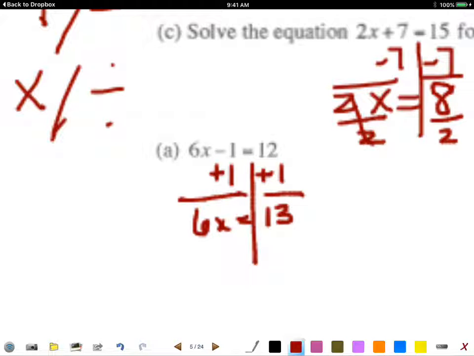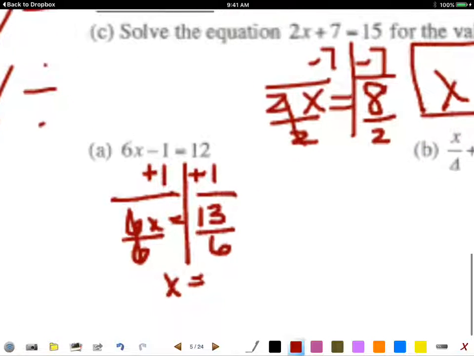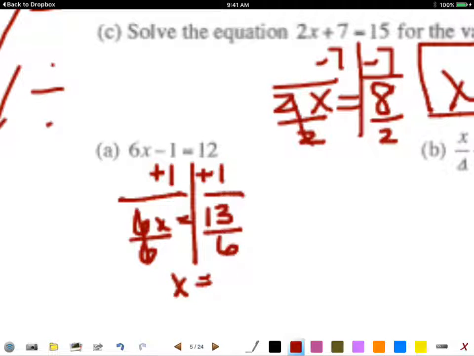Well, we see multiplication, so we're going to do what? Division. We're going to divide by that number in front so that we get 1 over 1. And that means we have to do the same thing over here. So x equals, now, don't leave it that way. You can write it as a mixed number. How many 6s go into 13? 2 with 1 left over, right? 2 and 1/6.